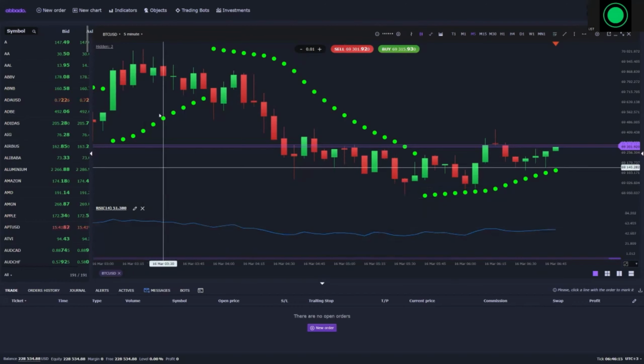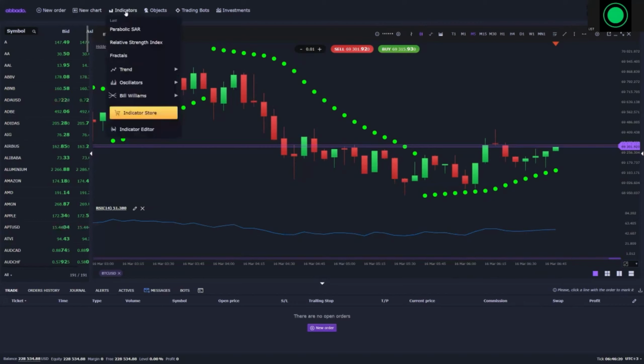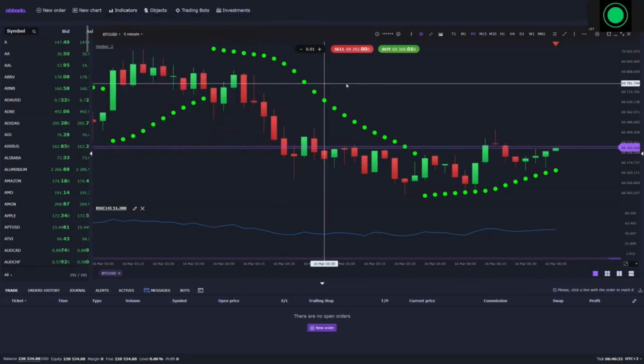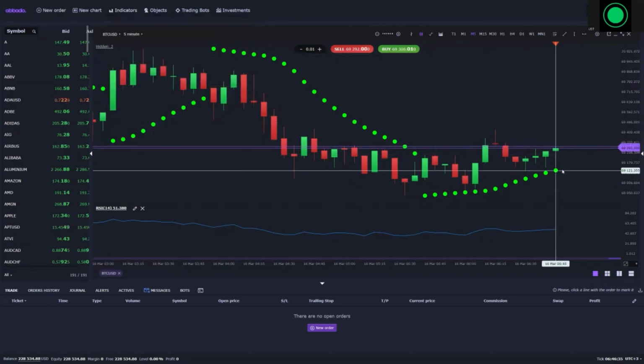Now let's go over how to add the indicator. On the top right here, there's the indicator button. You can go right here, and if you go to trend, you can add the parabolic SAR. And then, for example, if you want the RSI, go to the oscillators, and right here, relative strength index. Once you click it, they'll appear on your chart right here.